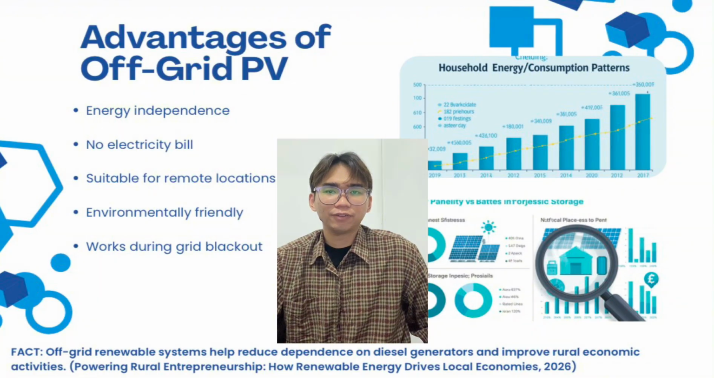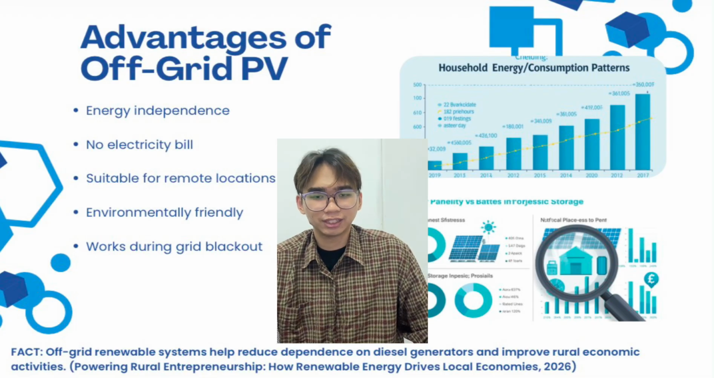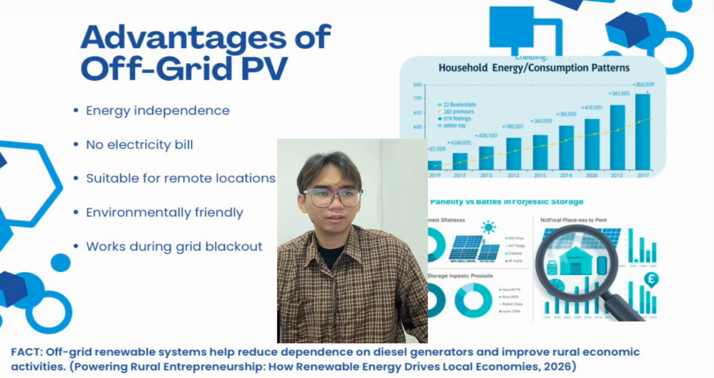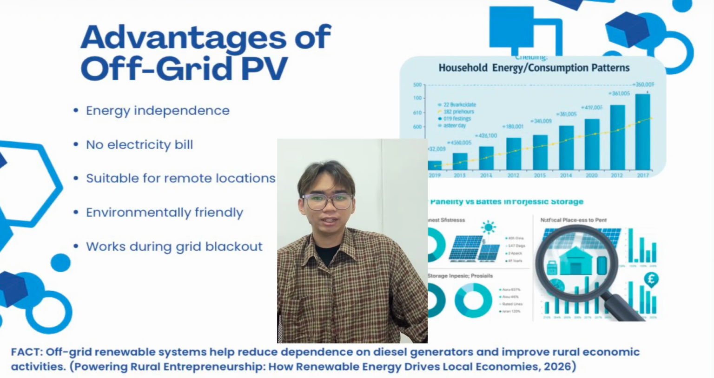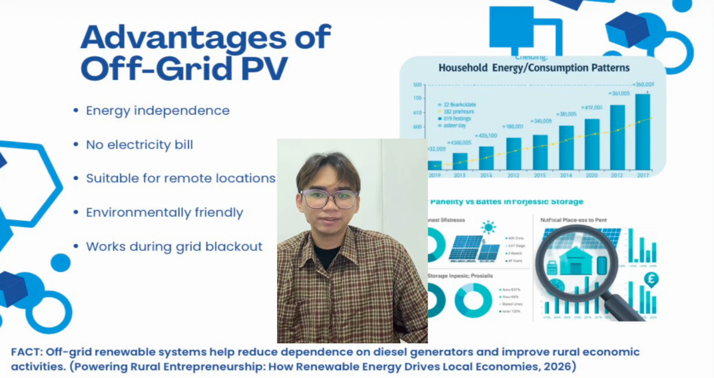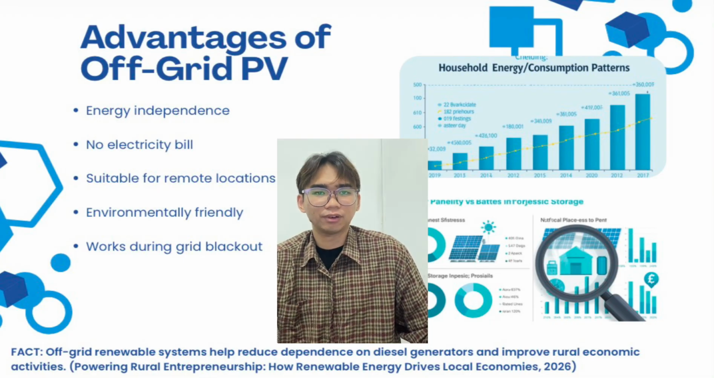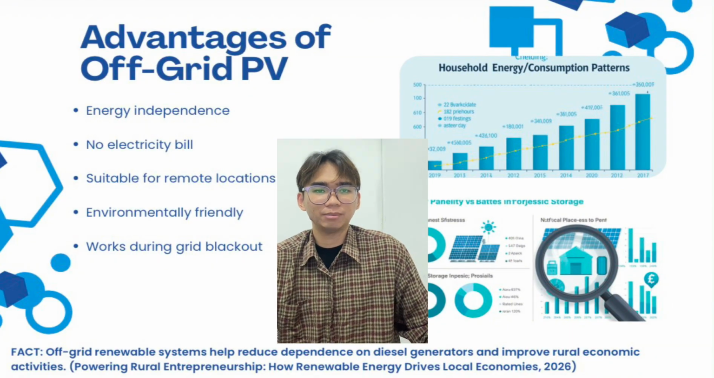Besides the challenges, off-grid PV system also provides many advantages. First, it offers energy independence because users can generate their own electricity without relying on the utility grid. Second, there is no monthly electricity bill since the energy comes directly from sunlight. Off-grid systems are also very suitable for remote locations where grid connection is difficult. Besides that, solar energy is environmentally friendly because it reduces pollution and carbon emission.